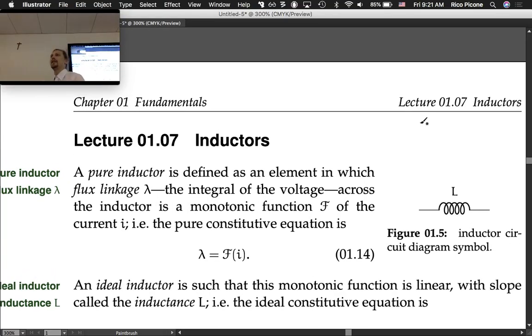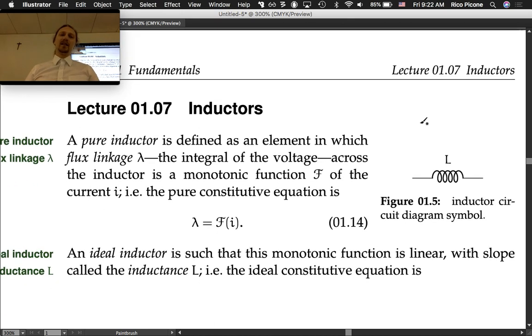So lecture 1-7, inductors. As with a lot of things in dynamic systems, and more specifically with electronics, there's sort of a dual relationship here. So we're going to really want to pay attention to that. Inductors are like the opposite of capacitors in a very specific sense. So let's define what they are.